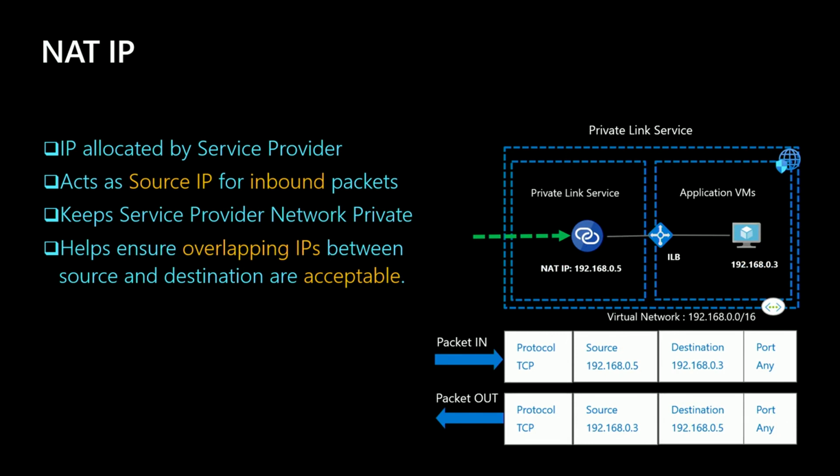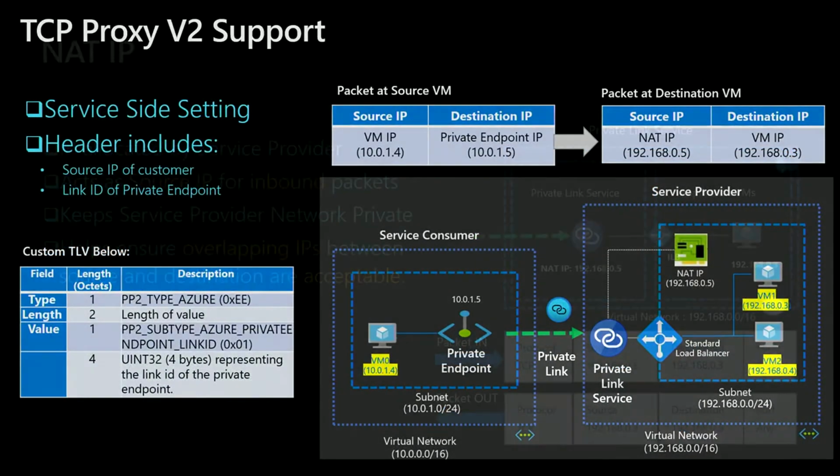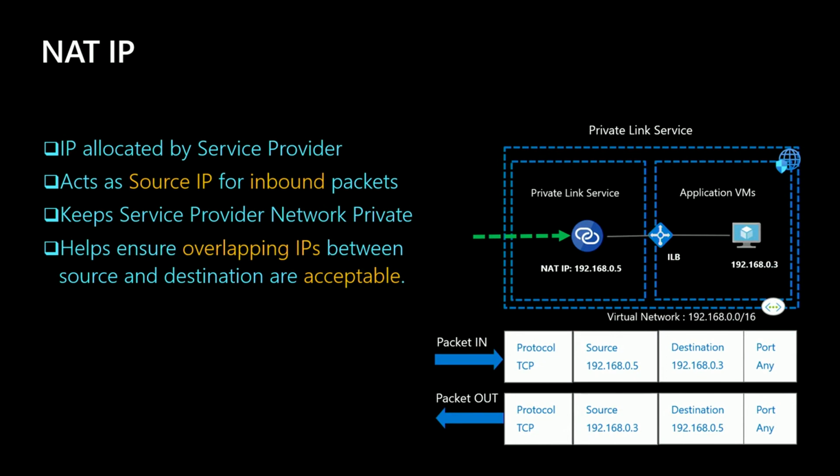Okay, so on the NAT IP, I already spoke to it. You can see the address translation in the bottom right corner. It's an allocated IP address from the service provider, and it acts as the source IP for all the inbound traffic. So NAT IP is very useful, basically for helping us ensure that the overlapping IP constraint does not come into play. We will go through it later.